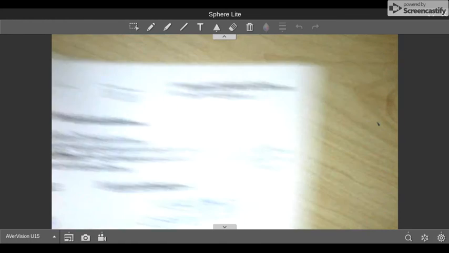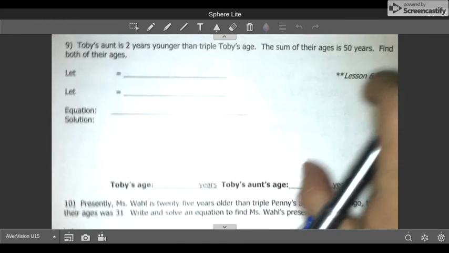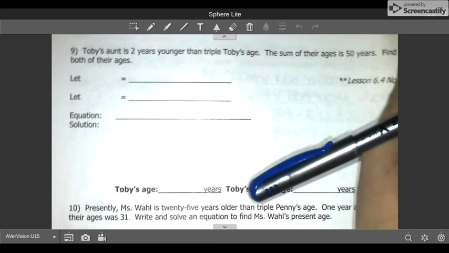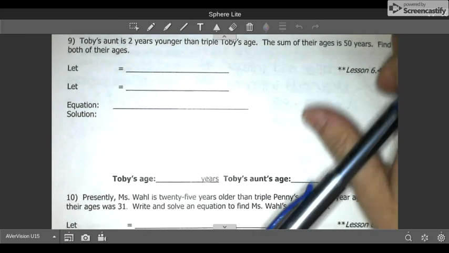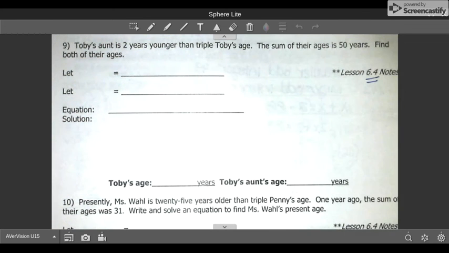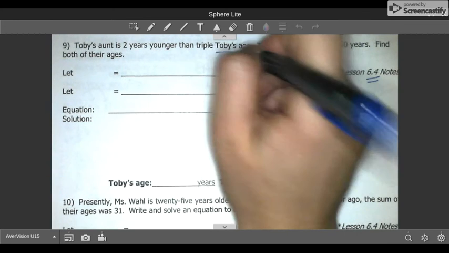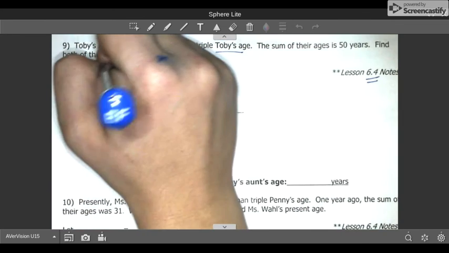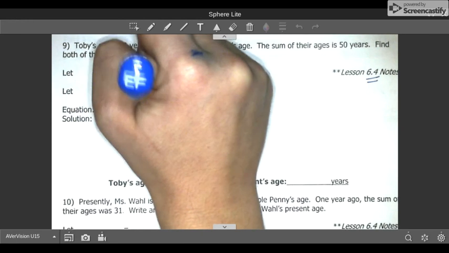Okay, last page. Here we go. Toby's aunt is 2 years younger than triple Toby's age. The sum of their ages is 50 years. Find both of their ages. Again, this is 6.4. So his aunt is 2 years younger than triple Toby's age. That means we're building off of Toby. So X is Toby's age.